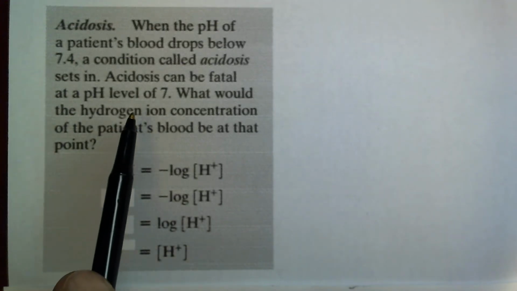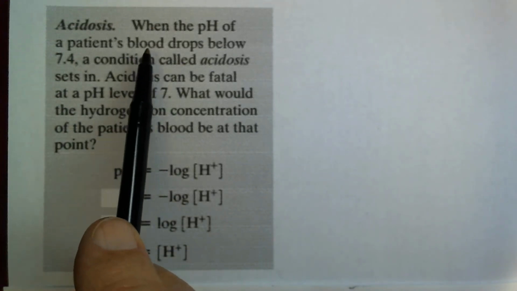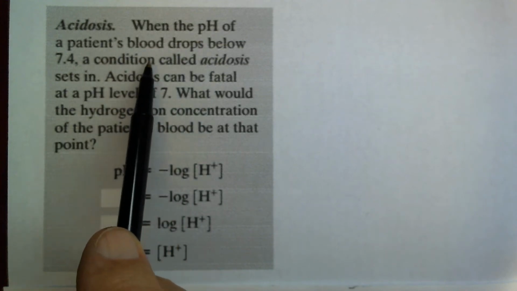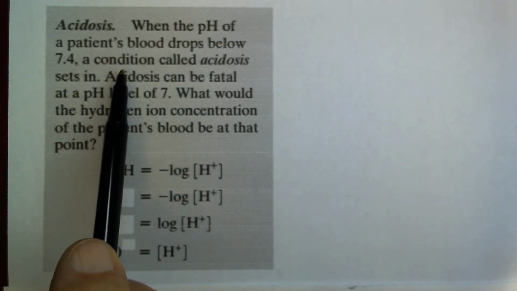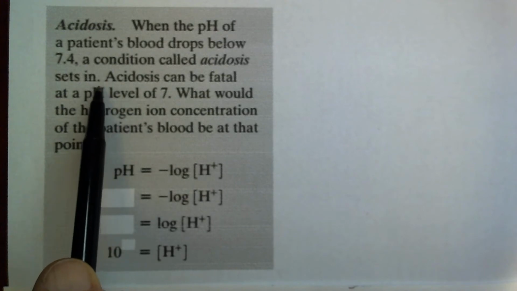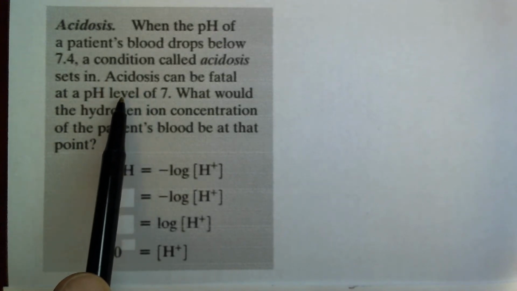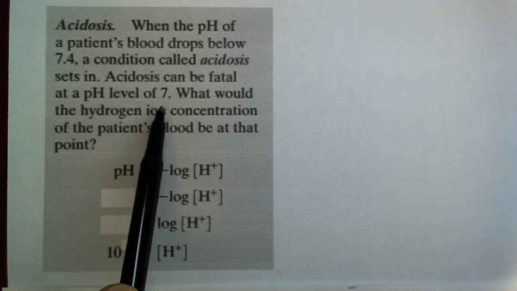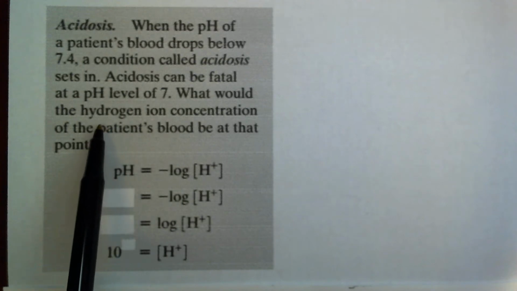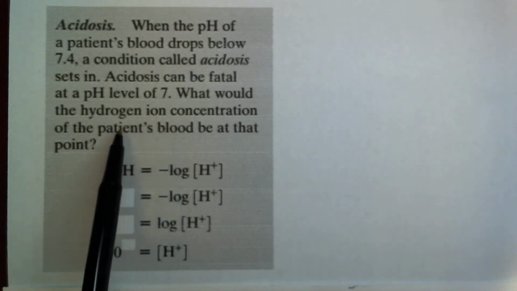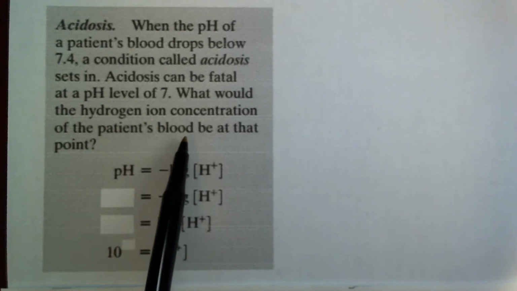Acidosis is a particular condition. When the pH of a patient's blood drops below 7.4, a condition called acidosis sets in. Acidosis can be fatal at a pH level of 7. What would the hydrogen ion concentration of the patient's blood be at that point?